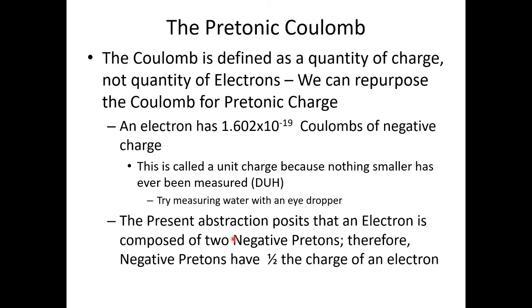Now, all of our instruments measure things in terms of electric charge, so they should not be able to measure something with normal equipment. Anything that's a fraction of an electron is not that big a stretch. In particle accelerators, when they smash things together, they do get third charges for quarks and things like that. So we can talk in terms of fractional charges. The present abstractions in ethereal mechanics posit that an electron is composed of two negative pretons. Therefore, a negative preton has half the charge of an electron.